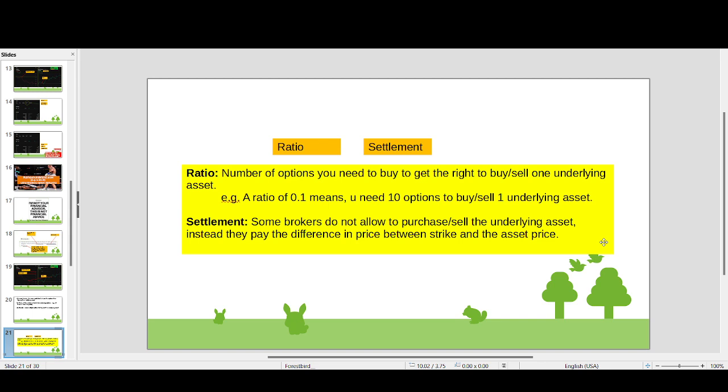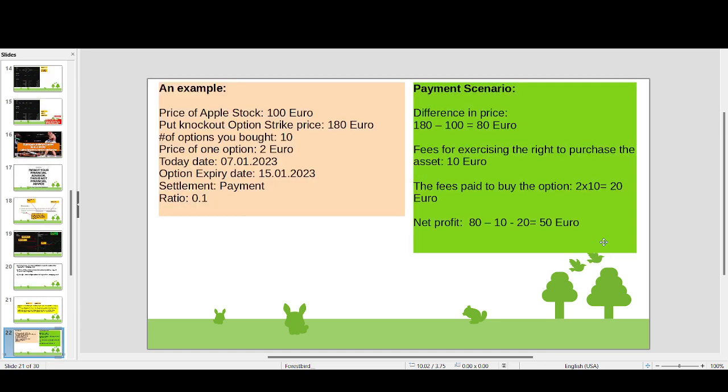I read somewhere that Warren Buffett had once exercised his right to get the stocks of Bank of America, and he got the stocks of Bank of America very cheap. But some brokers do not allow this, so they will do the settlement via the difference in the price between the strike price and the asset price, which is not always profitable. So you need to take this aspect also into mind while exercising this right.